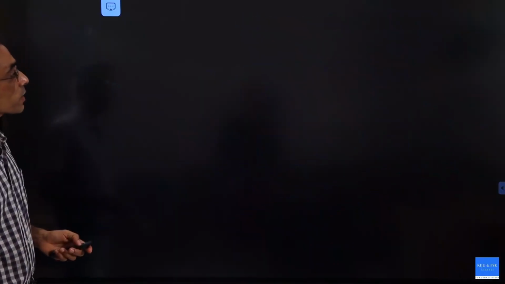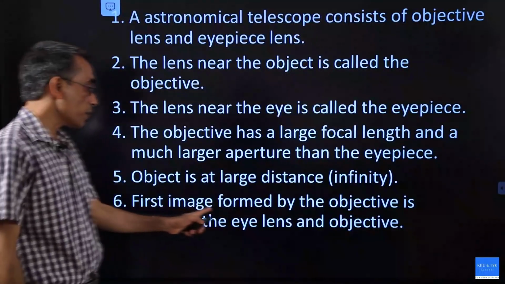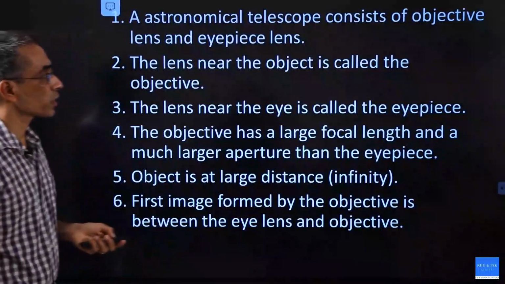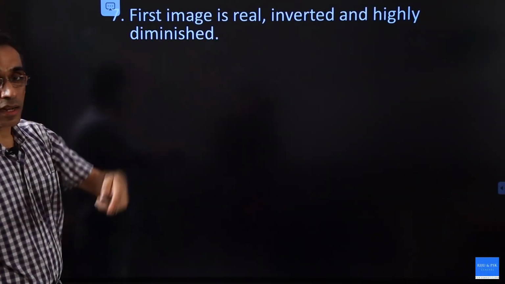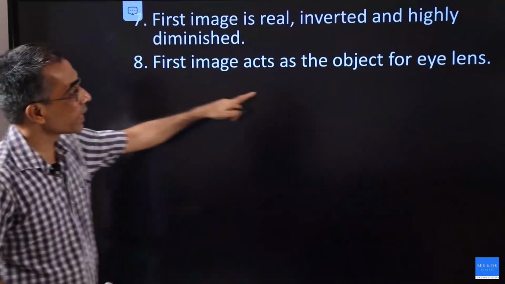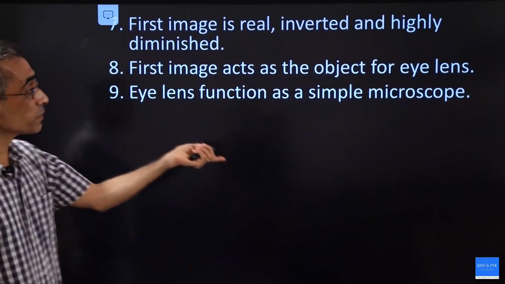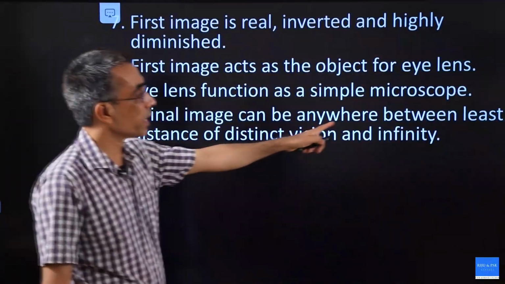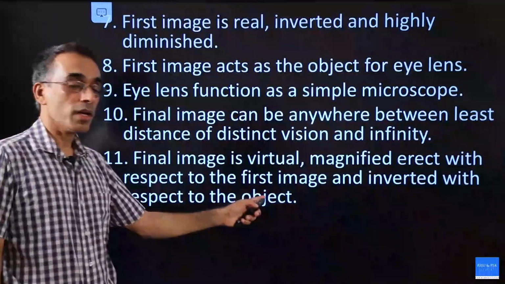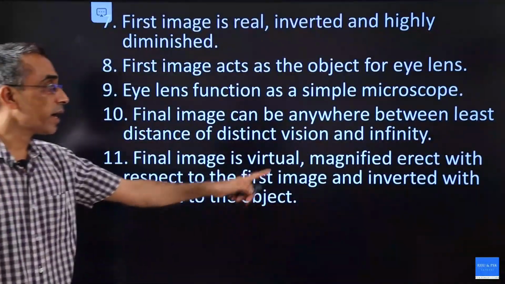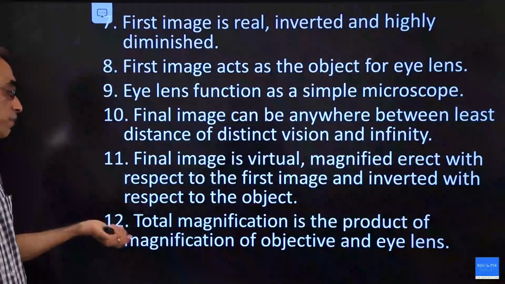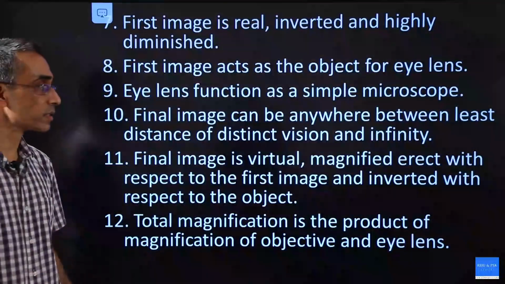So these points are here. We discussed all these points. The first image found by the objective is between the eye lens and the objective, inside the two lenses. First image is real, inverted and highly diminished. Reason: object is at infinity, so the first image must be like this. First image acts like the object for the eye lens. Eye lens functions as a simple microscope, and the final image can be anywhere between the least distance and infinity. Final image is virtual, magnified, erect with respect to the first image and inverted with respect to the object, just like a compound microscope. Total magnification is the product of magnification of the objective and the eye lens. Both of them magnify it.